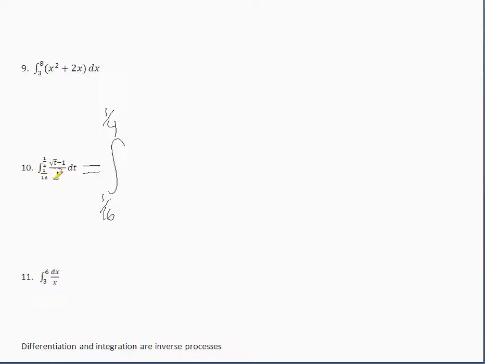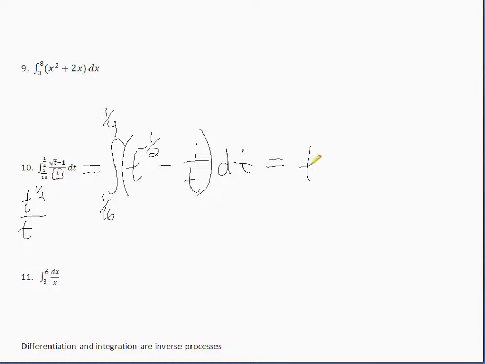When there is one term in the denominator, you divide everything by it. So first, I would change this to what? t to the 1/2 divided by t would give me t to the negative 1/2, minus 1 over t. I divided each term by t. Now I can find the antiderivative. Now I can add 1 to this exponent, so I get 1/2. Divide by 1/2, which is multiplying by 2. And then what's the antiderivative of 1 over t? Hopefully we say natural log.